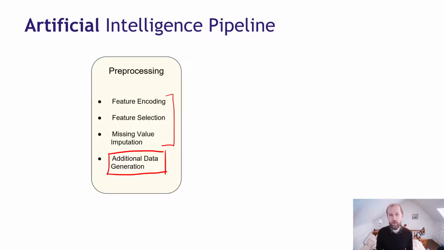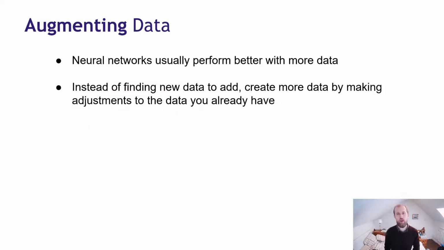So this is something that can be very, very important. But it doesn't have to be that specific. In general, more data is going to be good for your network. So yeah, neural networks usually perform better with more data. So we can create more data from the data that we've already got. That's what I'm going to explain here.